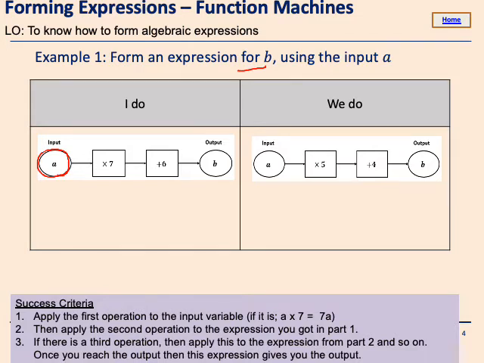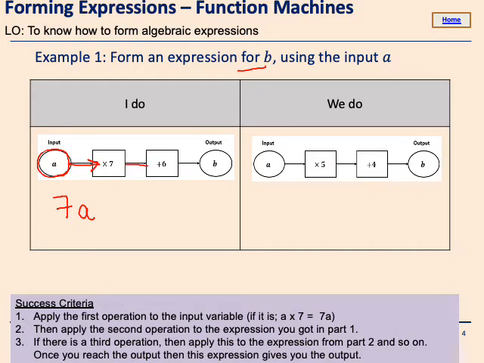So first of all, what we do is we times by 7. So if we look to our success criteria, apply the first operation to the input variable. If it's a times 7, then we can just write that as 7a. So it's 7 times by a, so 7a.